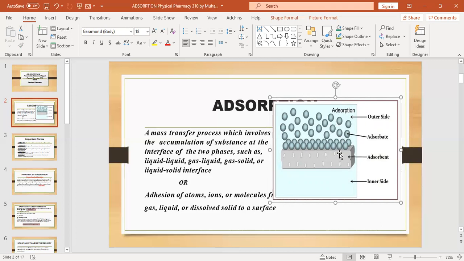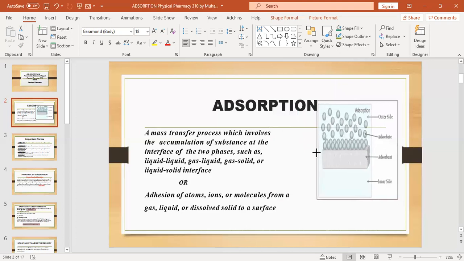So we have discussed it physically in classes. Let's repeat it once again. As I have told you, adsorption means that you are going to add something on a surface within two phases. At the interface of the two phases, we are going to adsorb substances.